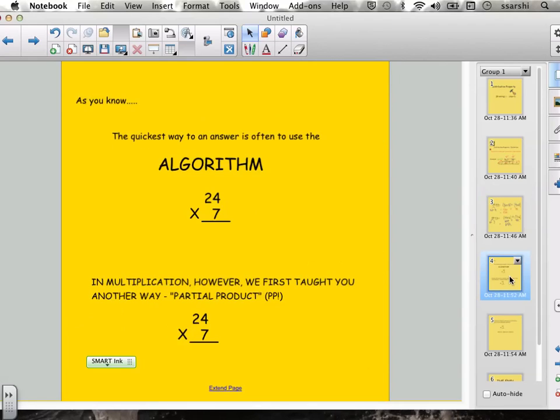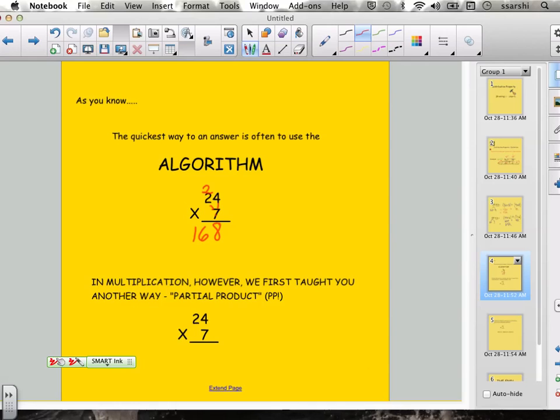When you think about it, we've been doing this last year when we learned how to multiply using partial products. As you know, the quickest way to an answer is often to use the algorithm or the formula. So in this example, we would go 7 times 4 is 28. We put the 8 there and bring up the 2 into the tens column because it's 28. And then we go 7 times 2, which really is 7 times 20, but 7 times 2 is 14, plus 2 more is 16. So the product of 24 times 7 is 168.